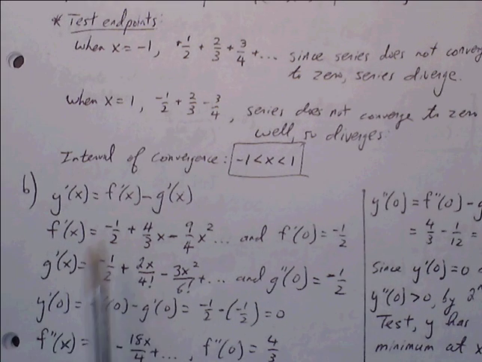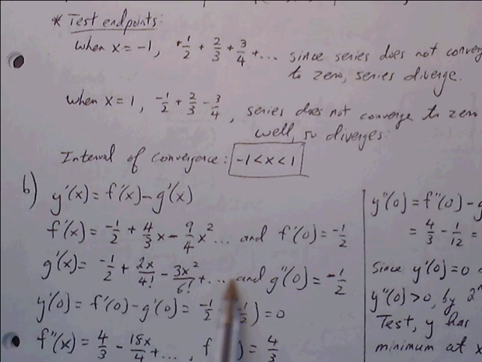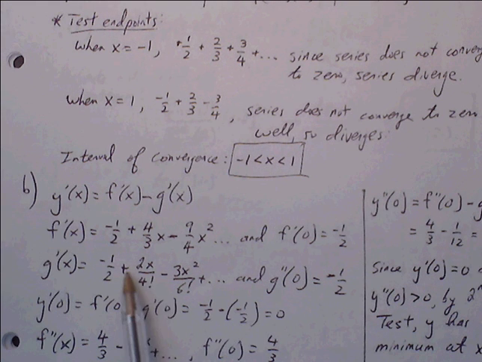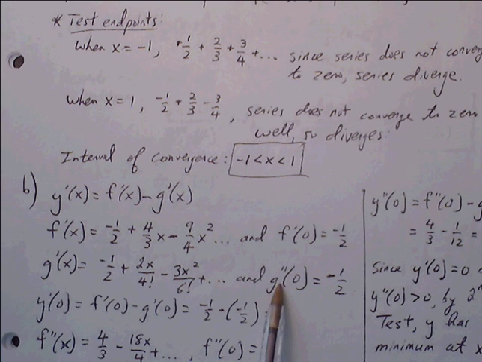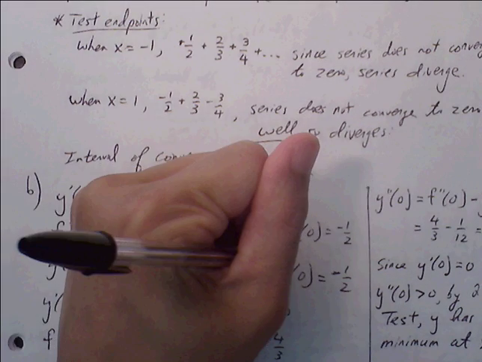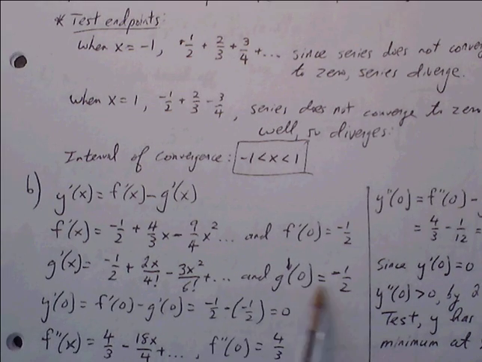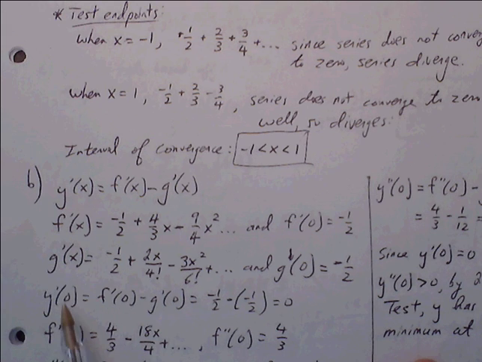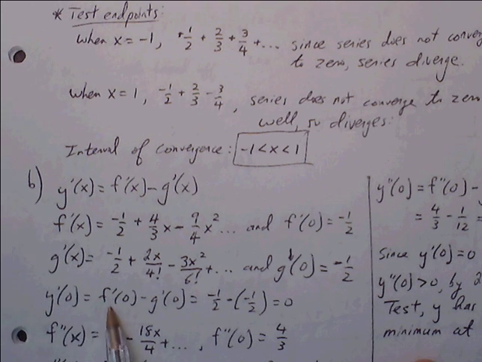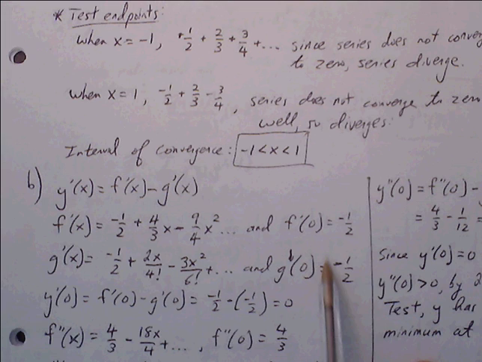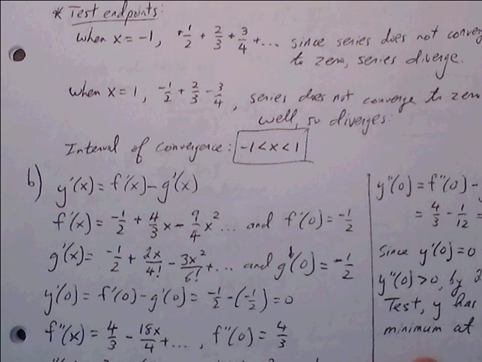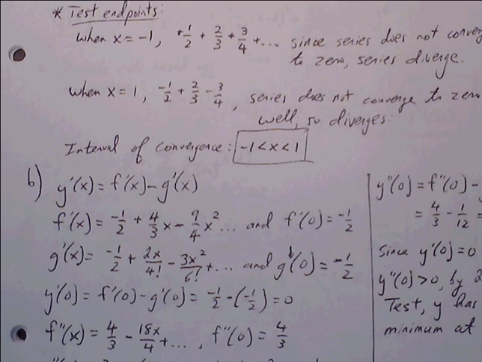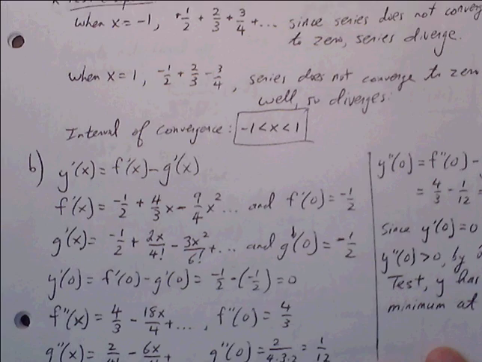G prime of x, we go through power rule for each of the terms, and just like before, every term except for the first one has an x attached to it. So if we find g prime of 0, it'll be negative 1/2 as well, not double prime, just prime. So then y prime of 0 is just f prime 0 minus g prime 0, negative 1/2 plus 1/2 is 0. So we know that y prime, the slope of the y function at 0, is going to be 0, the slope of the tangent line.